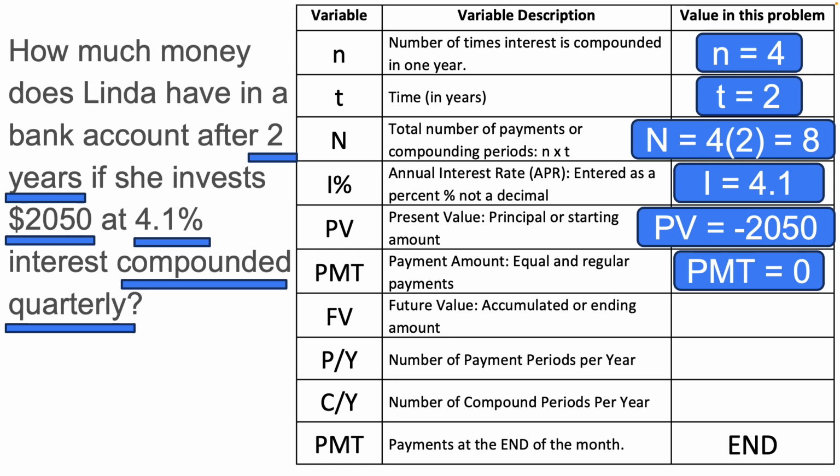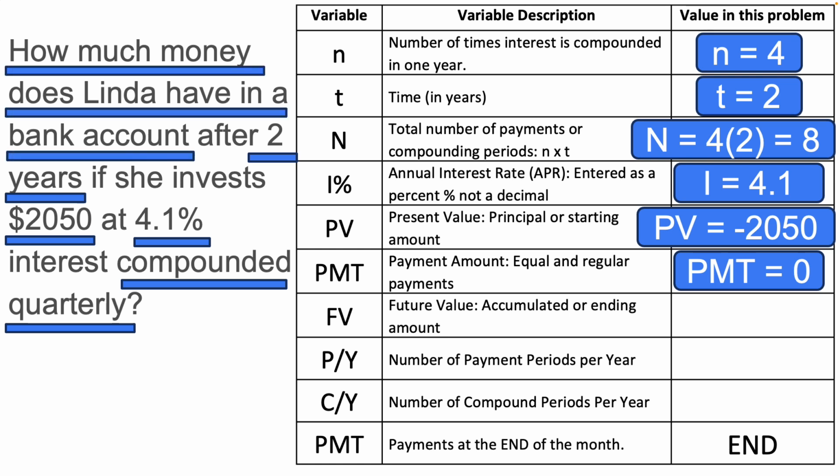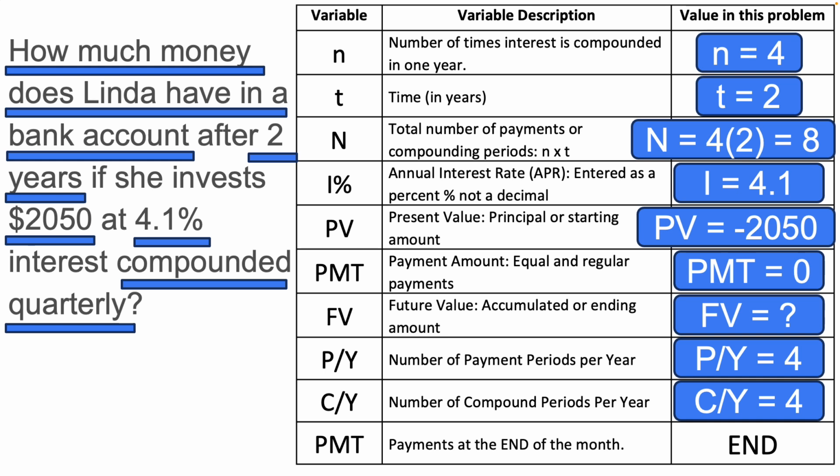The next variable we're asked to find is FV, which is the future value, or the ending amount. This problem asks us how much money does Linda have in a bank account. That means that we're actually looking for the future value. So this is our unknown quantity. So we'll just say that FV is an unknown for right now. And the last variables we need to identify are PY and CY. These values are always the same, and these are the number of payment periods or the number of compounding periods per year. Since this account compounds interest quarterly, PY and CY are going to be equal to 4.